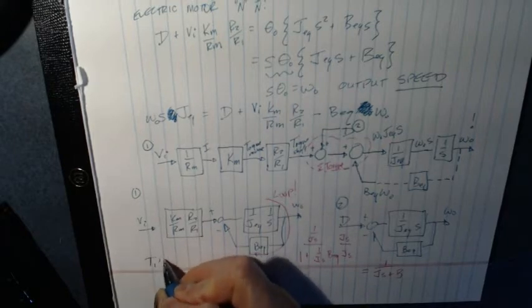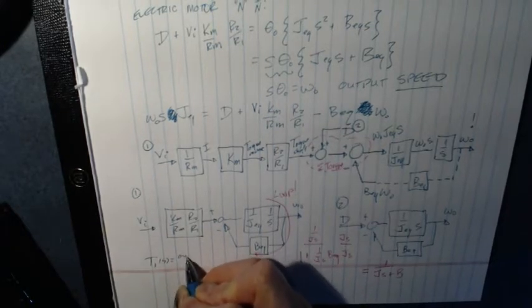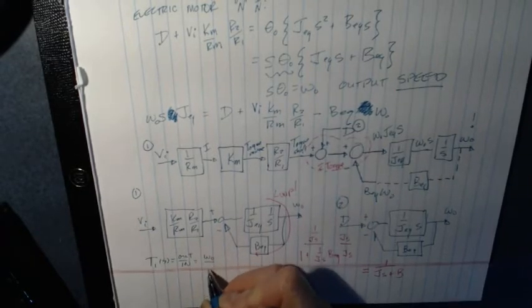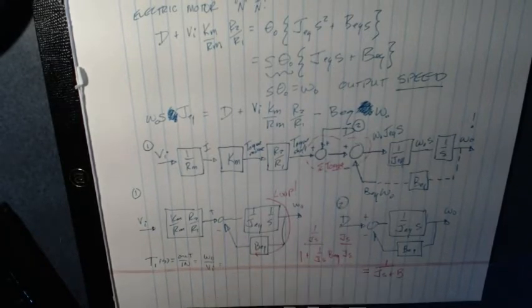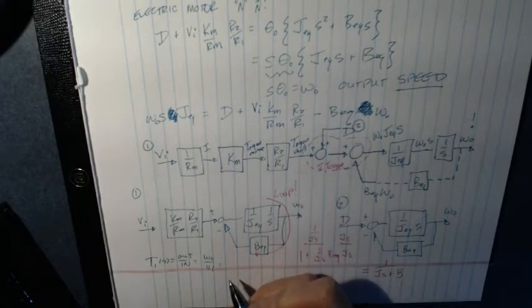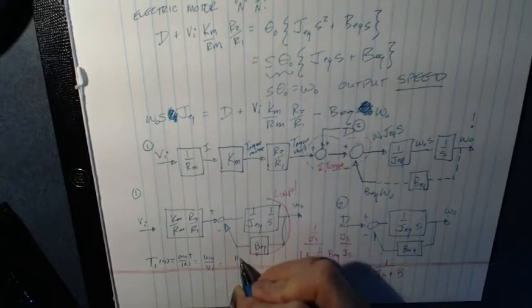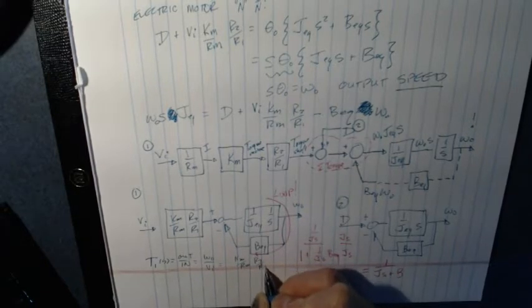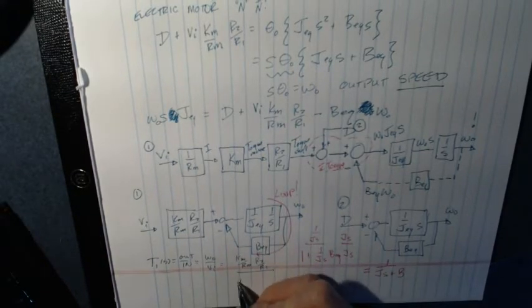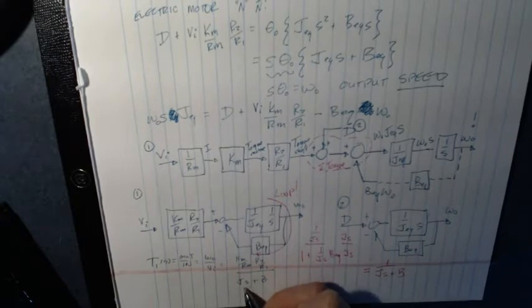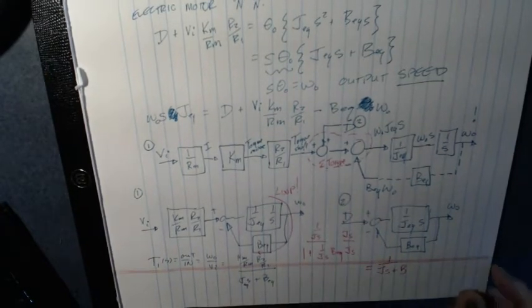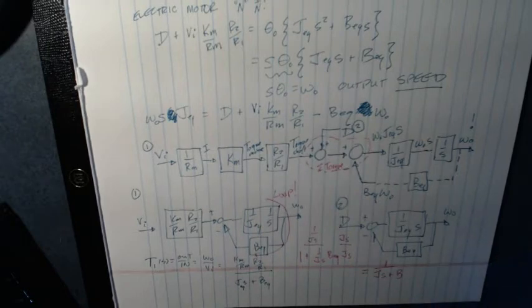This is T1 of S, which is going to be the output over the input. In this case, the output is omega 0 and the input is VI. And I can write that transfer function easily. It's Km over Rm, R2 over R1, divided by JS plus B. These are the equivalents, sorry. J equivalent, B equivalent, S plus B.